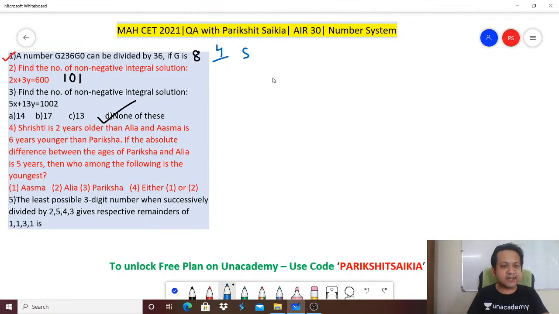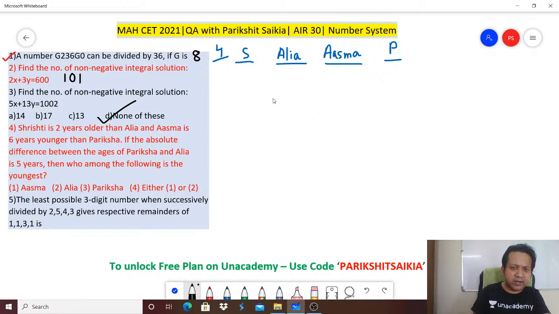Even if 2, the answer still remains K divided by AB plus 1. Okay. Shrishti is 2 years older than Alia. So there is someone called Shrishti, someone called Alia, someone called Asma, and someone called Pariksha. Why did I write Alia and Asma completely? Because both the names start with A. So just write down, if Alia is X, Shrishti must be X plus 2. Next, Asma is 6 years younger than P.